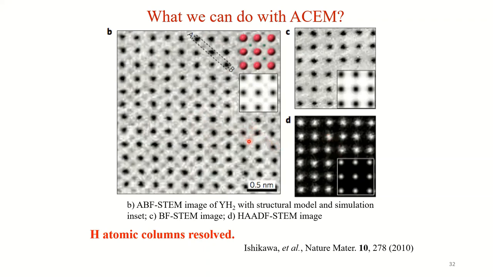So in ABF, you can clearly see this hydrogen atom, which would not be possible without aberration correction because of the contrast, the stability, and the resolution. The spherical aberration dominates significantly, and these low Z elements are very small and have a very low electron scattering cross section. So these aberrations just make these low Z elements invisible. So that's why you need aberration correction.